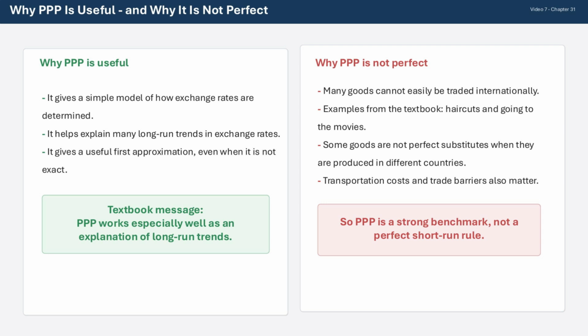Let me give you a very simple example. A cup of coffee may cost much more in one country than in another, but that does not automatically mean something is wrong with the theory. Part of that difference may come from rent, wages, taxes, or the fact that the local service experience is not exactly the same product everywhere. So, PPP works better as a broad long run benchmark than as a perfect short run rule. It helps us organize our thinking, but it does not mean every price is equalized across countries all the time.